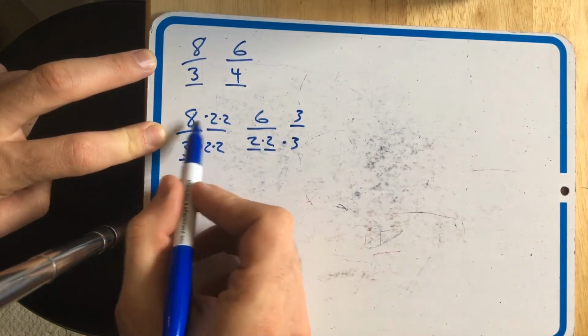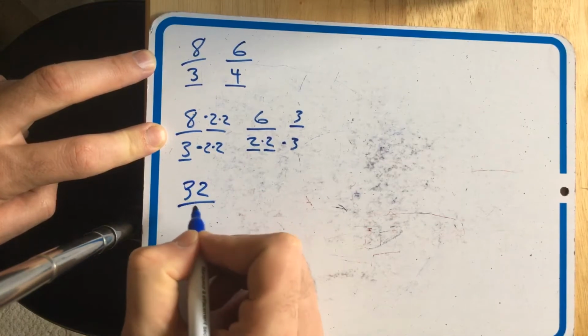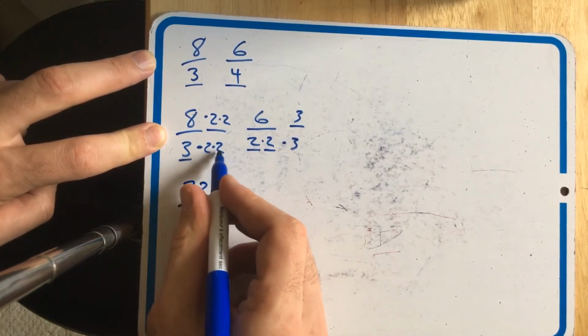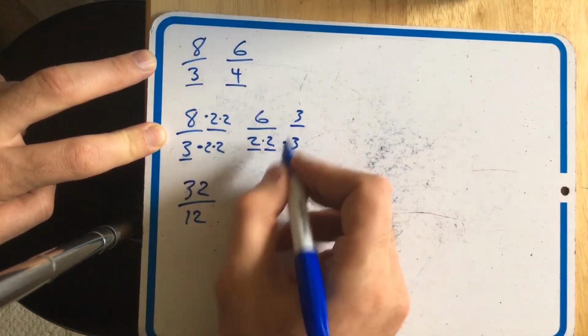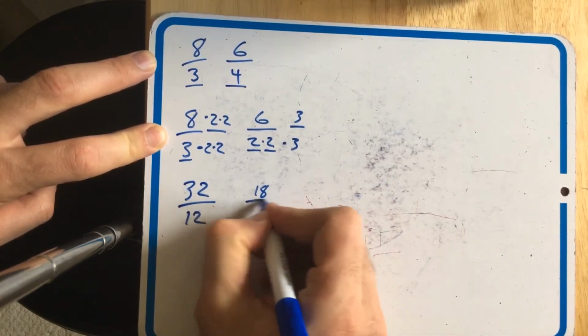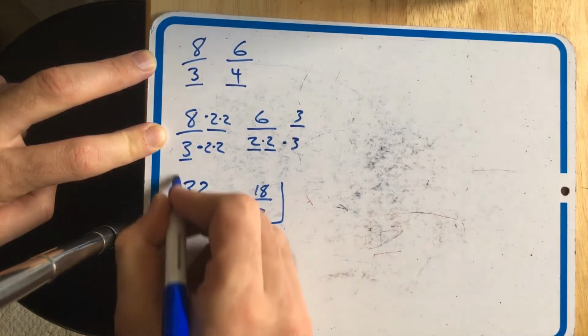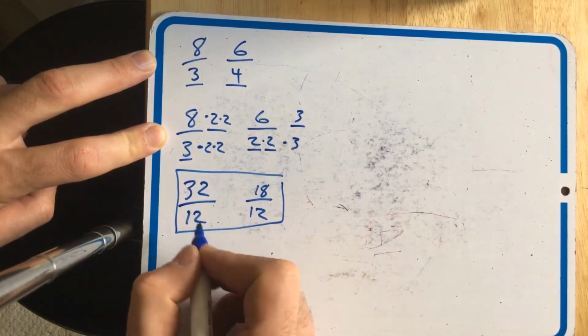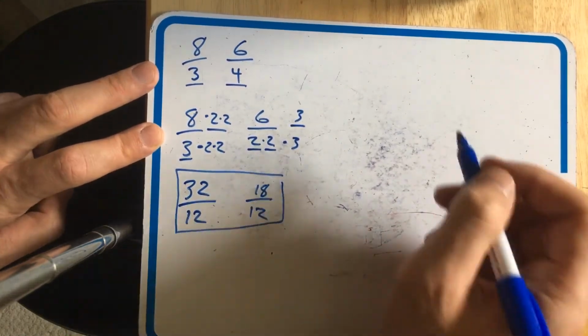So what we end up with is 8 times 2 is 16 times 2 is 32, over 3 times 2 is 6 times 2 is 12, and over here we have 6 times 3 is 18, over 2 times 2 is 4 times 3 is 12. So here we have two fractions with equivalent denominators, or common denominators. And we see 32 over 12 is bigger than 18 over 12.